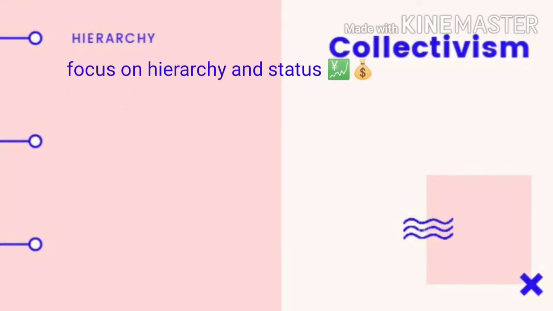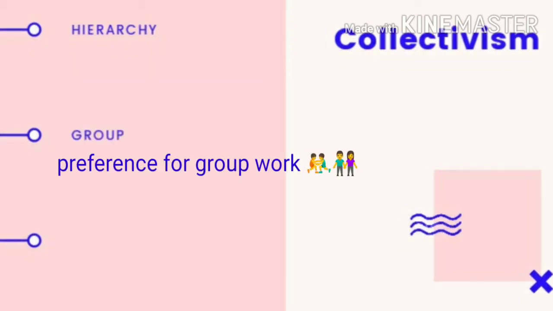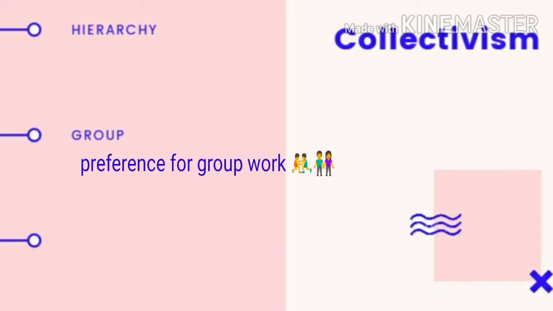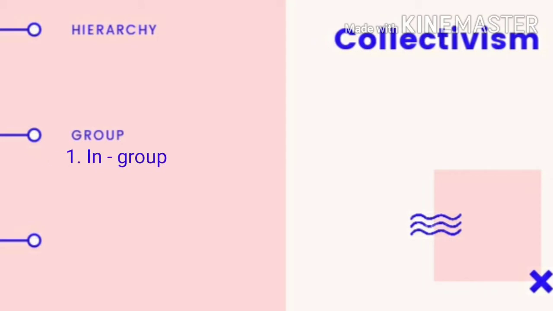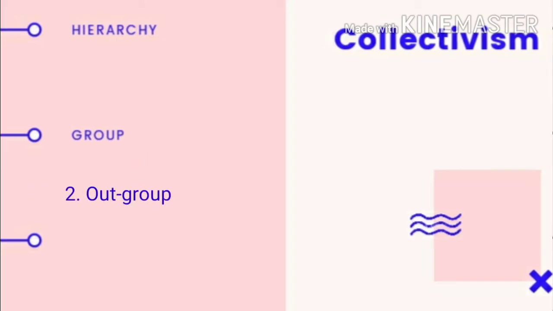Hierarchy is a focus on hierarchy and status, a respect for authority and superiors. Group is a preference for group work, so they like doing things with a group rather than being alone. There are 2 classifications: in-group, or the group where you belong, and out-group, or the other group that you don't belong to, or the outcast. Now we will use a theoretical framework that suggests the connection between individualism, collectivism, and entrepreneurship.